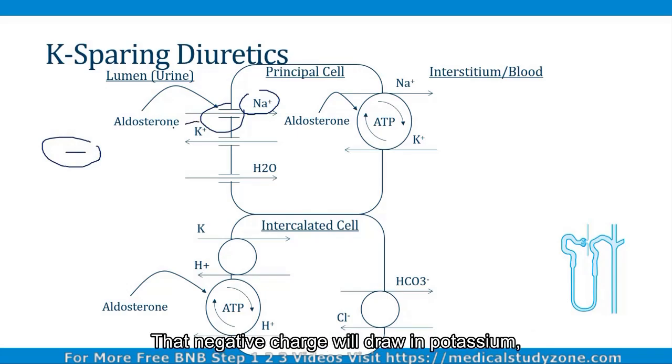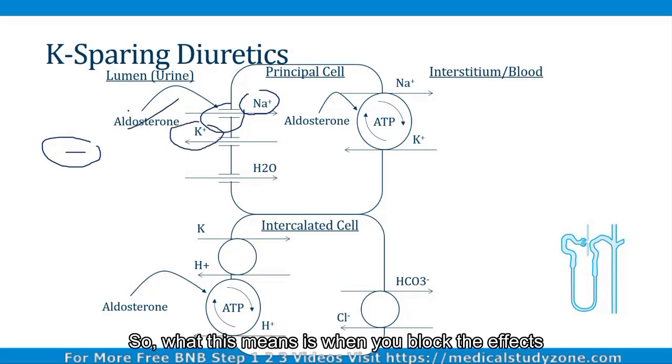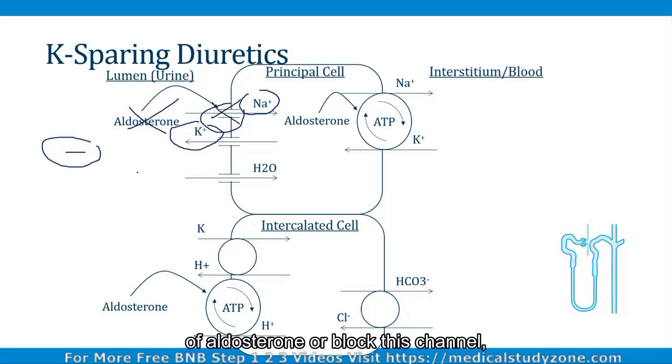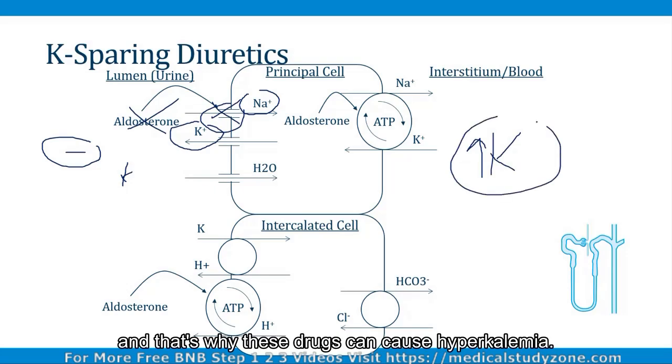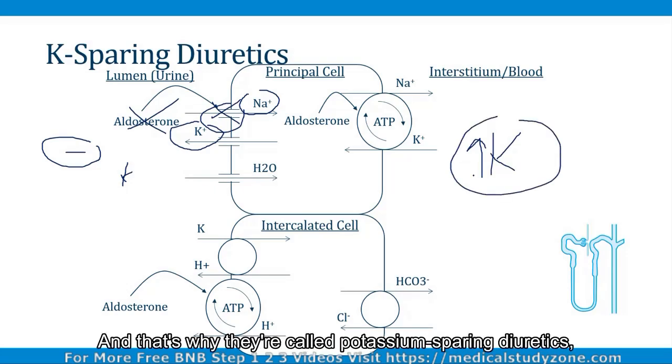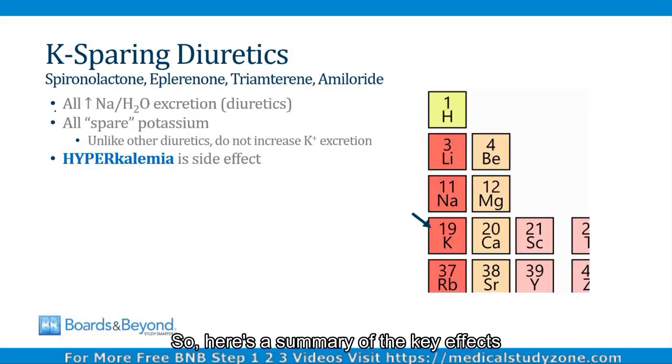That negative charge will draw in potassium, which is positively charged. So what this means is when you block the effects of aldosterone or block this channel, less potassium is pulled into the urine, and therefore you get an increase in the potassium level in the blood. And that's why these drugs can cause hyperkalemia, and that's why they're called potassium-sparing diuretics, because they do not decrease the serum potassium level. So here's a summary of the key effects of potassium-sparing diuretics.